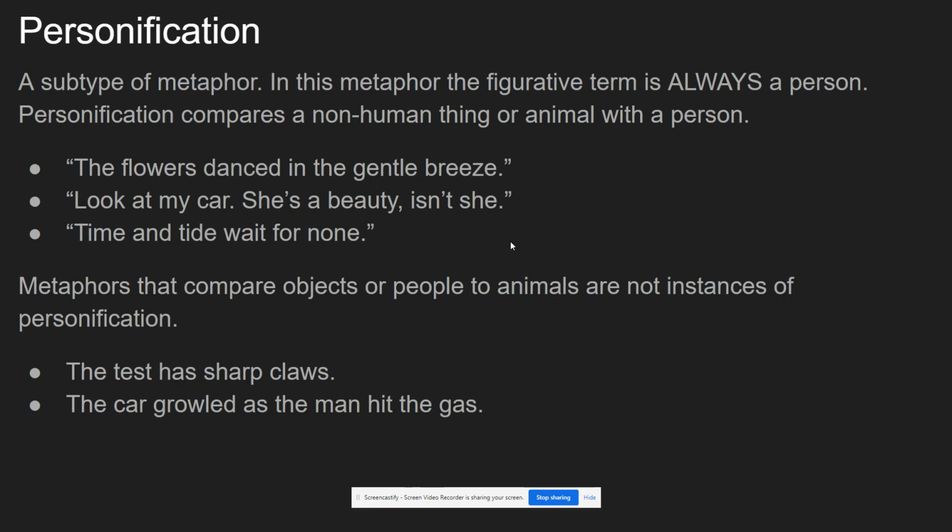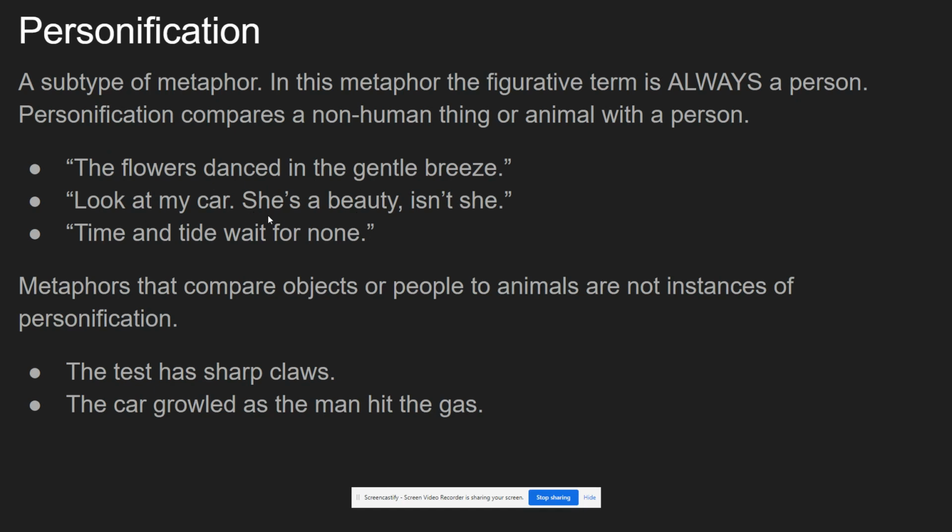All right, personification is a metaphor. It is a subtype of metaphor. In this, the figurative term is always a person, and the language gives us an idea of the literal term being like a person. Okay, so the flowers danced in the gentle breeze. The word danced is something people do, and flowers aren't people, but we're saying that they are people because they can dance. So this is personification.